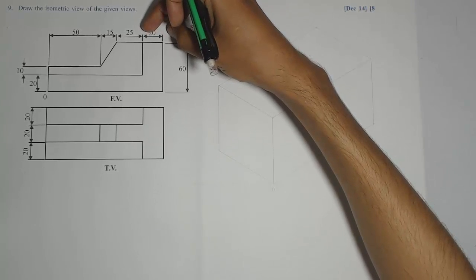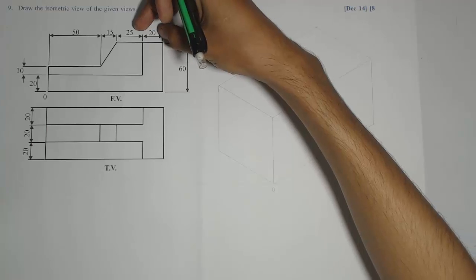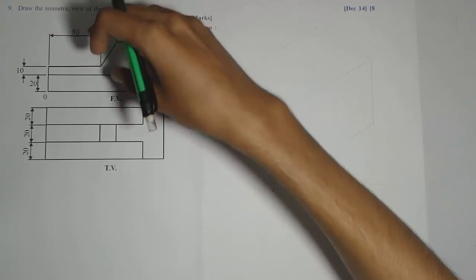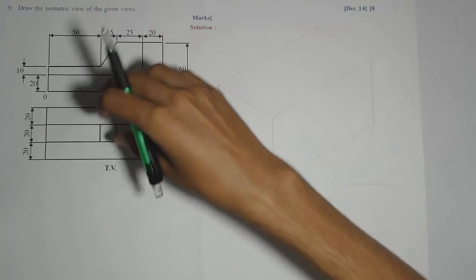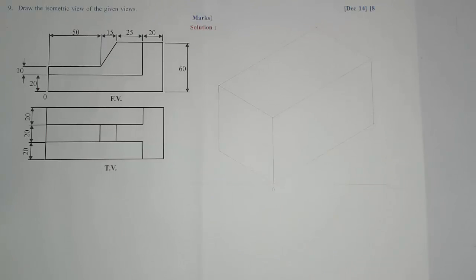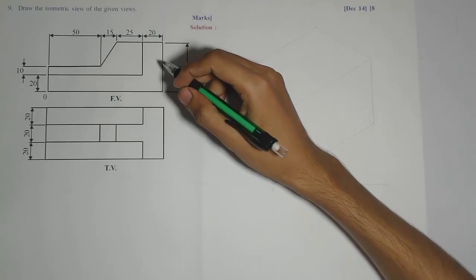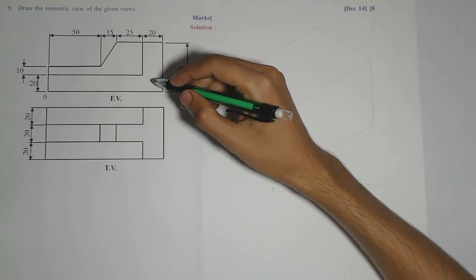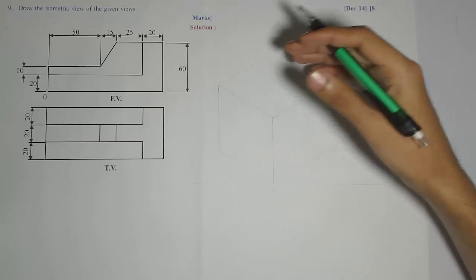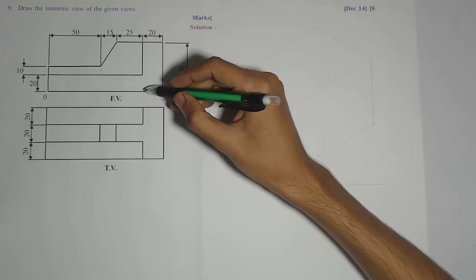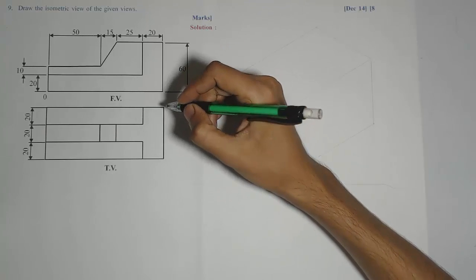Here you can see the parts of length 20, 25, 15 and 50 are given. So we will divide the same front view and top view into the same parts. The rule for dividing those parts is that each should form a closed shape. If it is not forming a closed shape, then we will do extra construction, and after completing the solution, we will see whether to keep that extra construction line or remove it.